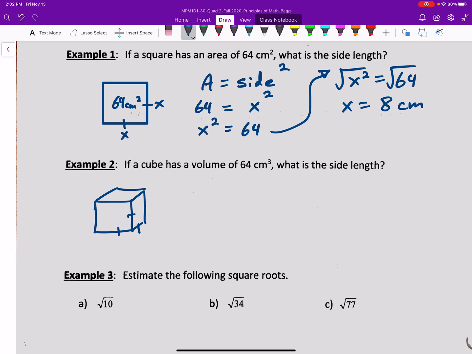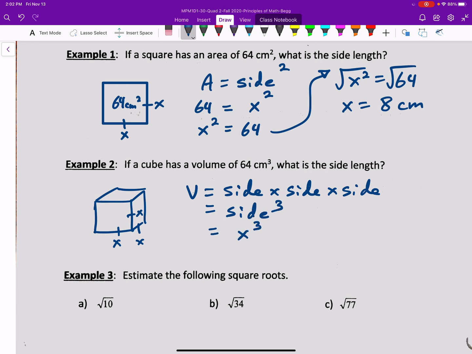It's got 3 side lengths all the same. Length, width, height, they're all the same. But the volume is 64 centimeters cubed. If we call these side lengths x, volume is equal to side times side times side. We just multiply all the sides together, which is the same as side cubed, right? But if we're calling the side x, then it's going to be x cubed.